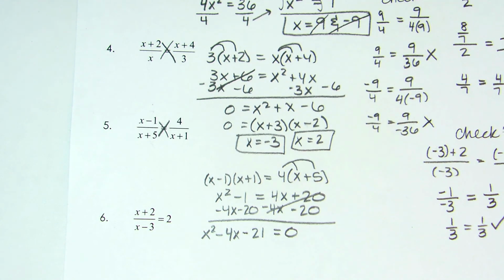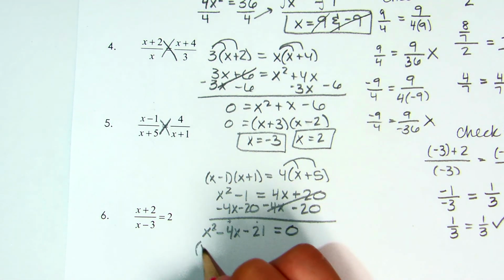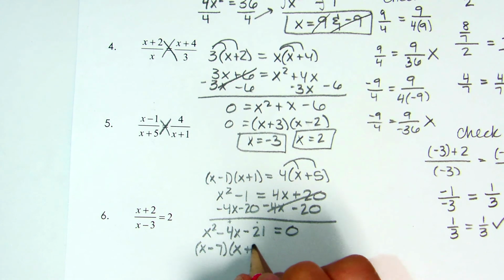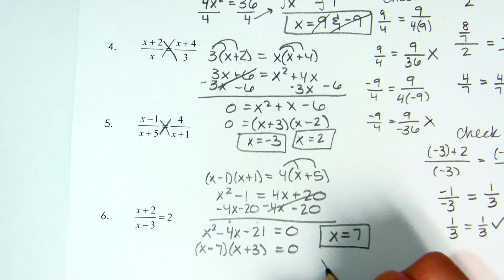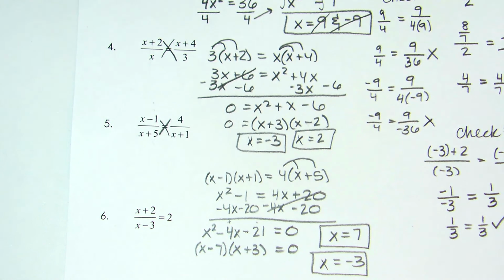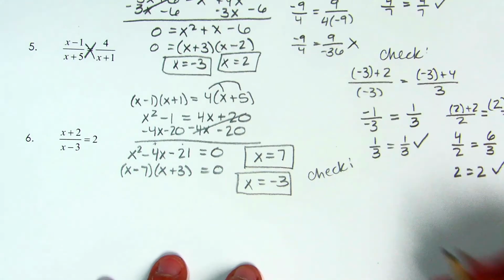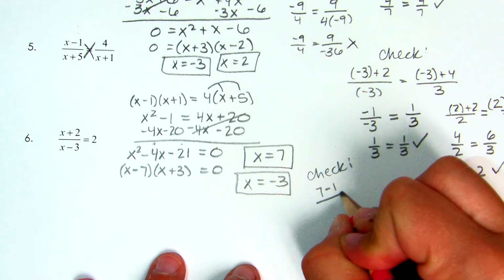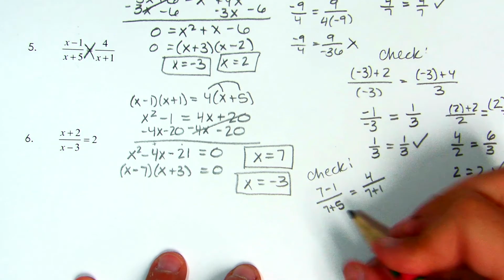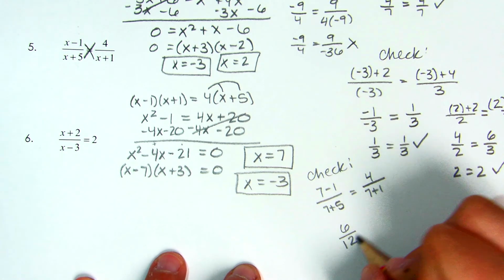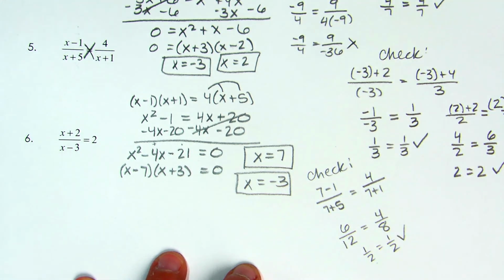So I have to find two factors that multiply to negative 21 and add to negative 4. So that's going to give me x minus 7 and x plus 3 equals 0. So my answers are x equals 7 and x equals negative 3. Then I need to check them both. So I'm going to plug in 7. 7 minus 1 over 7 plus 5 equals 4 over 7 plus 1. So that's going to give me 6 over 12 equals 4 over 8. So 1/2 equals 1/2. It does work.